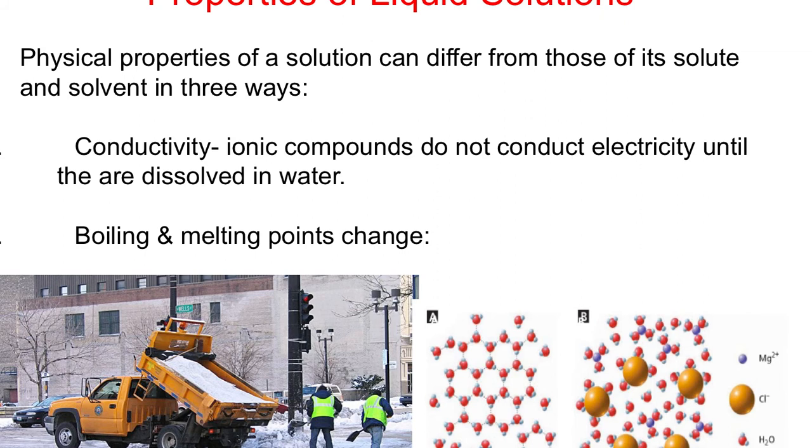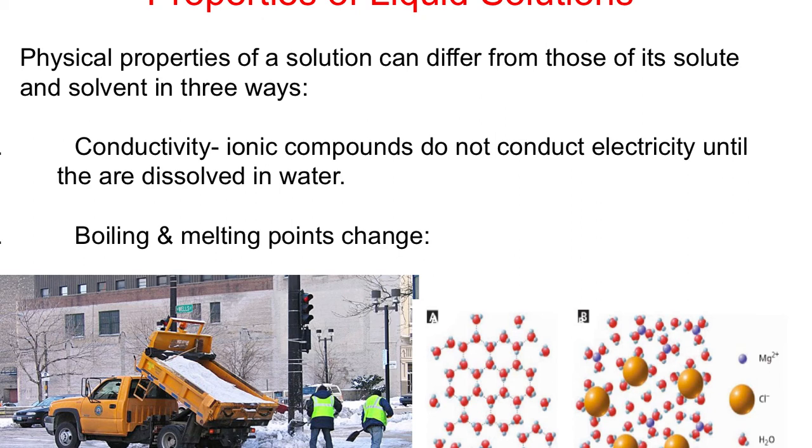So, properties of liquids, solutions. The physical properties of a solution can differ from those of its solute and solvent in three ways. Conductivity is one of them. If you have ions that are dissolved in water, obviously it can now conduct electricity. So these are only for ionic compounds. If you remember, ionic compounds don't conduct electricity until they're dissolved in water.